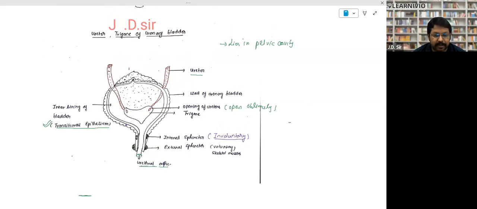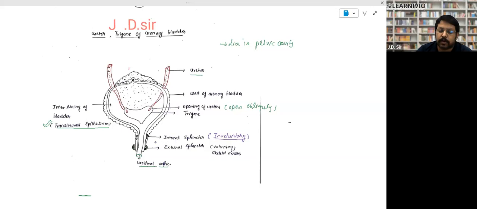And I have already told you there are two sphincter muscles. That is the thing which you need to understand. There are two sphincter muscles, meaning there are two valves, like you must have seen the valve in a pressure cooker, which opens on the basis of pressure.